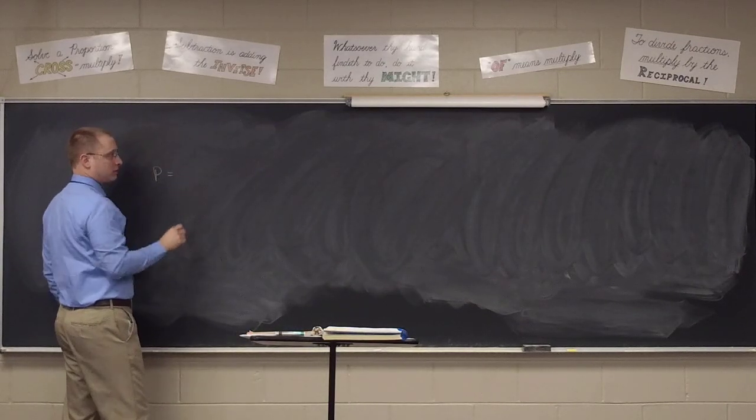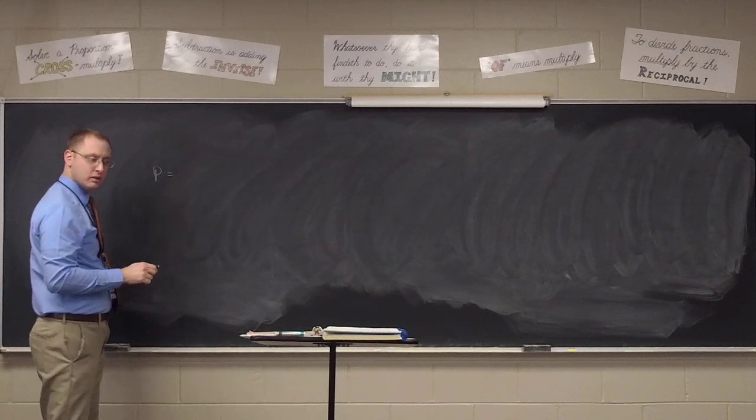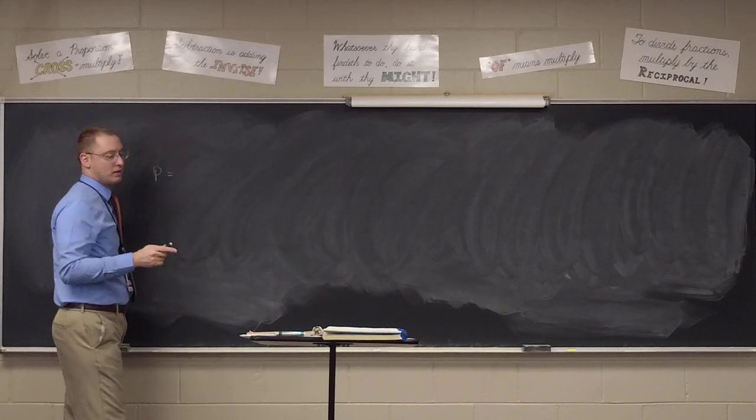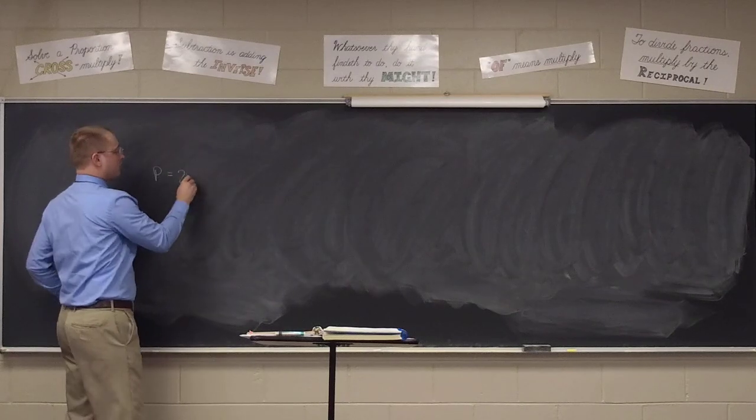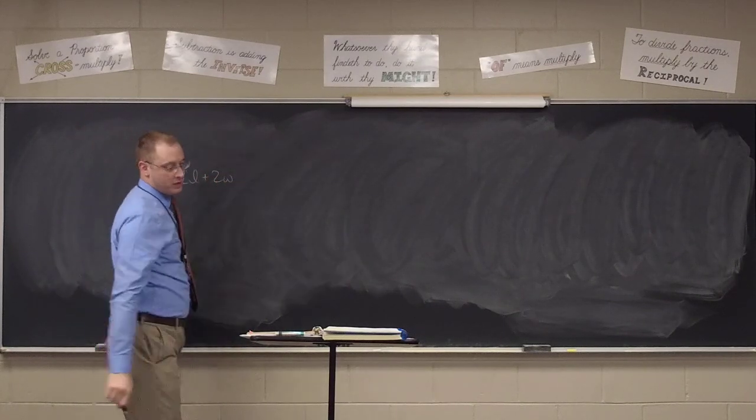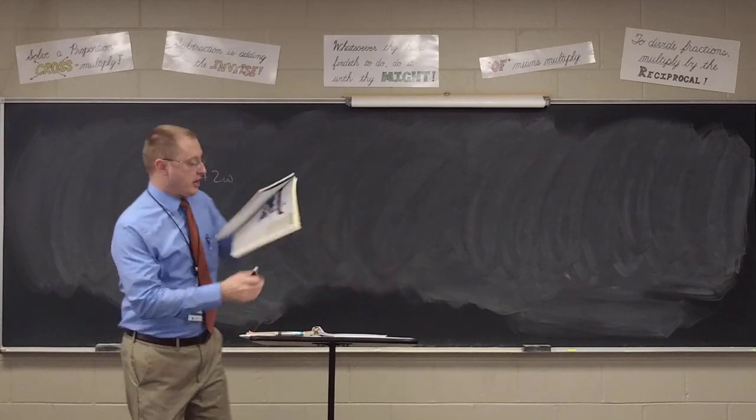Perimeter of a rectangle? Oh, that's area of a rectangle, perimeter of a rectangle. 2L plus 2W. There we go, yeah, you know it. And what do I plug in for the letter P, Lana?